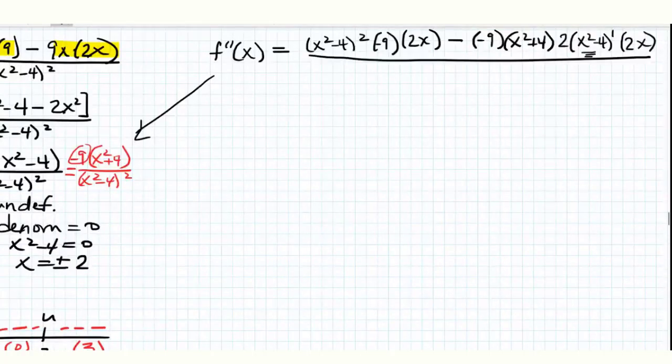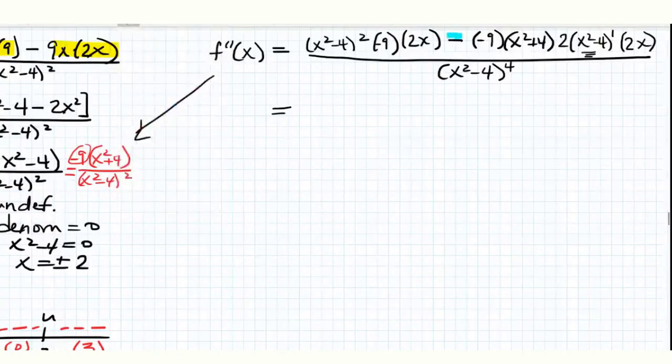Now in the denominator, we have the previous denominator squared. So instead of x squared minus 4 squared, it'll be to the 4th power. All right, so here's that step in the quotient rule where you want to look at factoring out whatever's in common as much as possible.